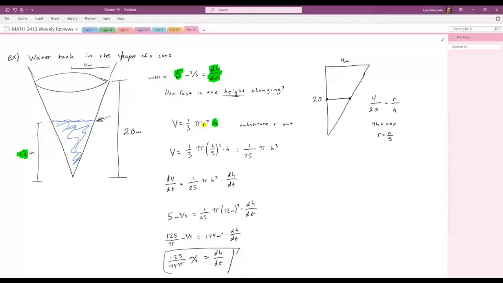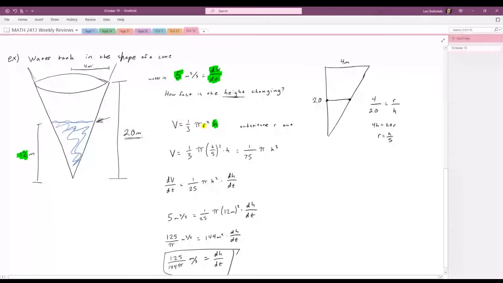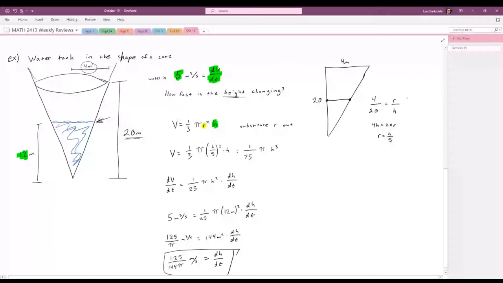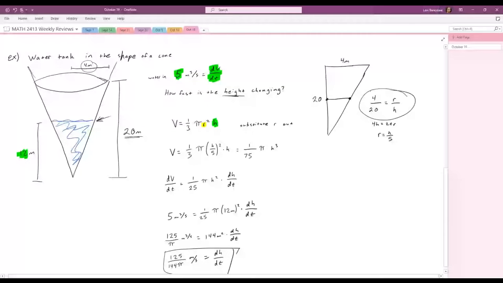The reason this 20 was important is because we only knew the radius at the top. So that 20 and that 4 allowed us to set up this relationship between the radius and the height, which then allowed us to substitute out our radius in our volume equation. Does that make sense then?